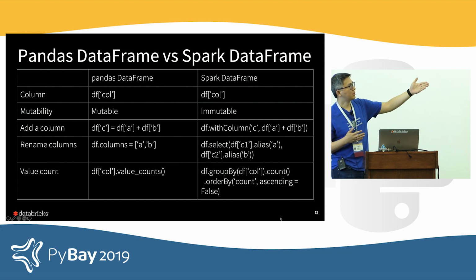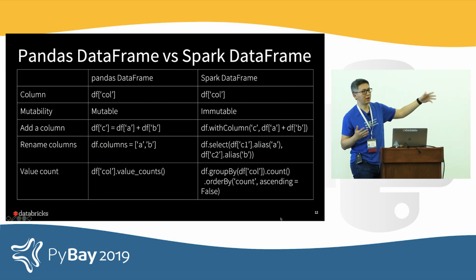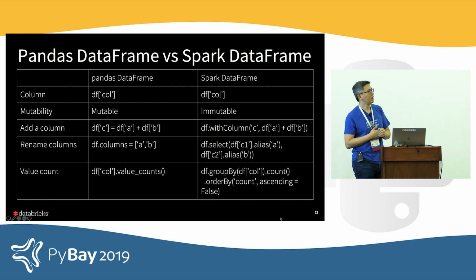If you rename here, with the Pandas API, it's very simple. You just set the names A, B, and it will change the names automatically. But on the Spark side, you first need to select these two columns, and then do the rename. It will generate a new DataFrame. It's not very straightforward if you are not a SQL user.